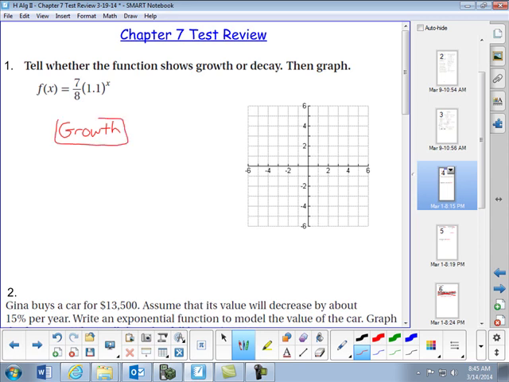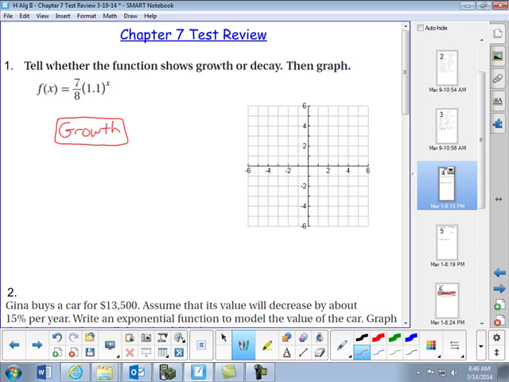Okay? Now, when you graph this, a couple things are going to be very important that I am looking for. A, do you know it's a growth? B, where is the y-intercept? So in this case, remember that the y-intercept is always going to be this A value. So your y-intercept is at 7/8. So you're going to place your y-intercept about right there.